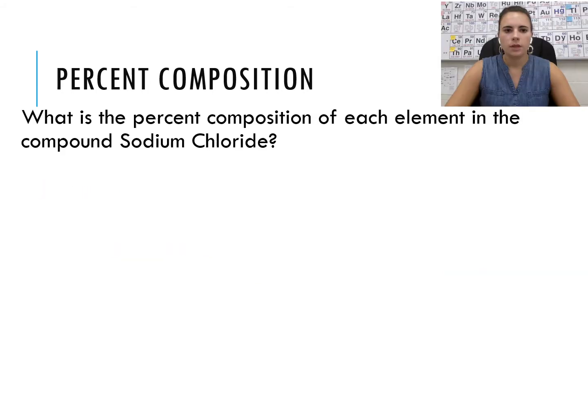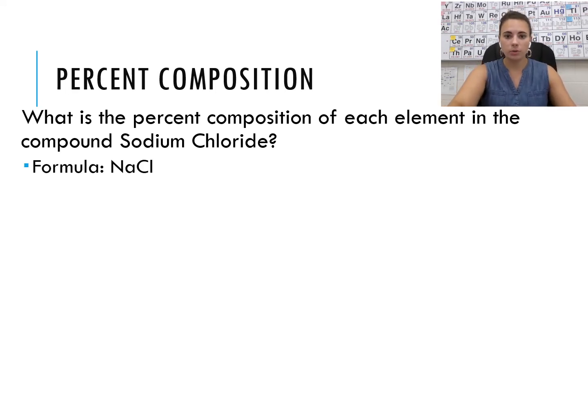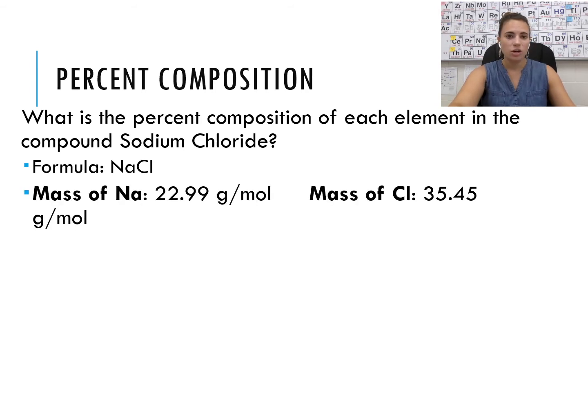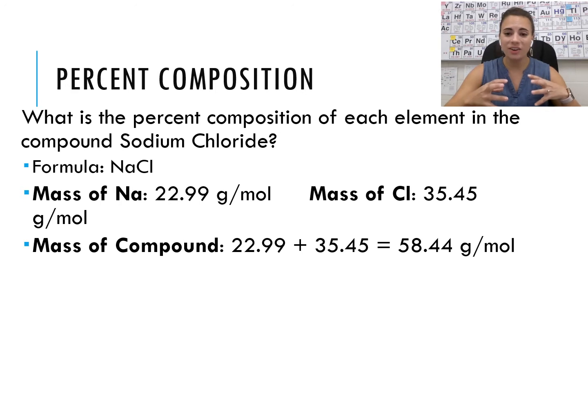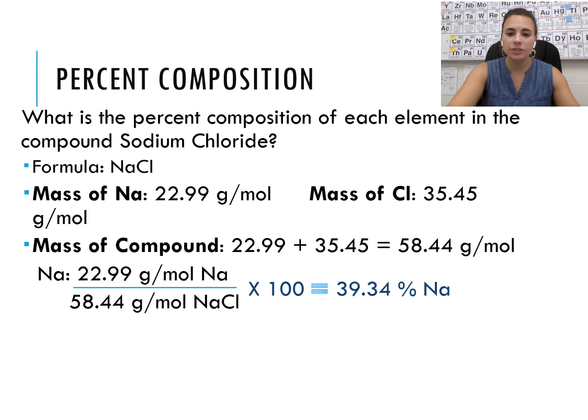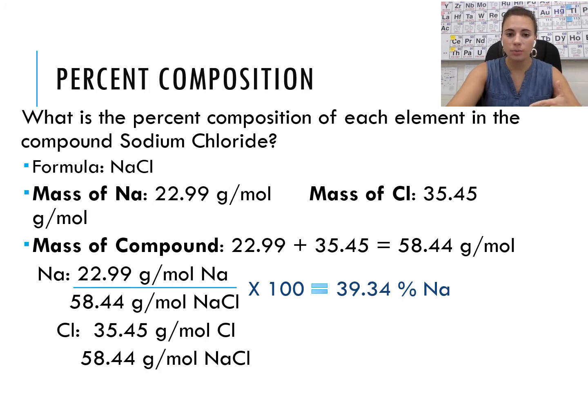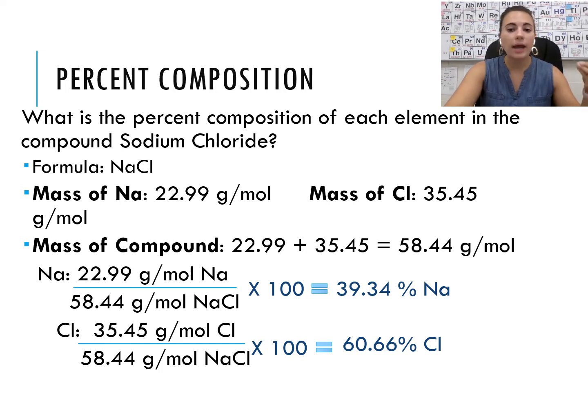So for example, we want to find the percent composition of each element in sodium chloride. So of course, the formula for sodium chloride is NaCl. So I go to the periodic table to look up the molar mass of sodium and the molar mass of chlorine. Now I'm going to add those together to get the total mass of sodium chloride. And now I'm going to divide each individual mass by the total mass, multiply by 100, of course, because it's a percent. And I get that sodium chloride by mass is 39.34% sodium and 60.66% chlorine.